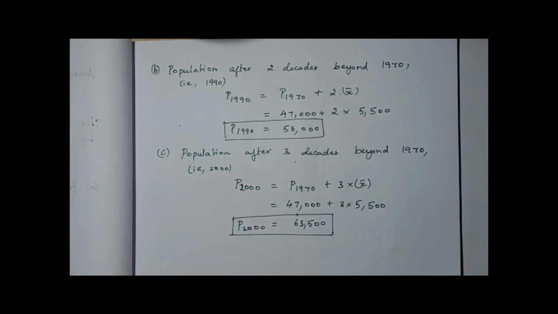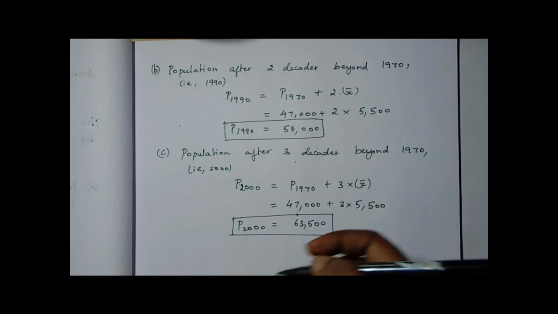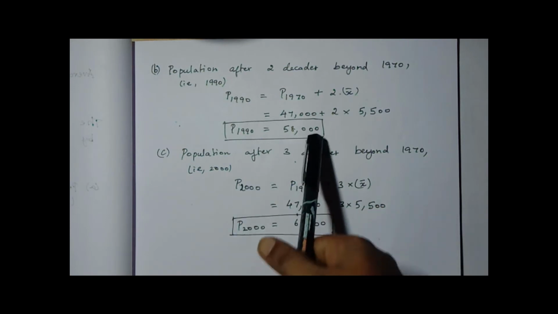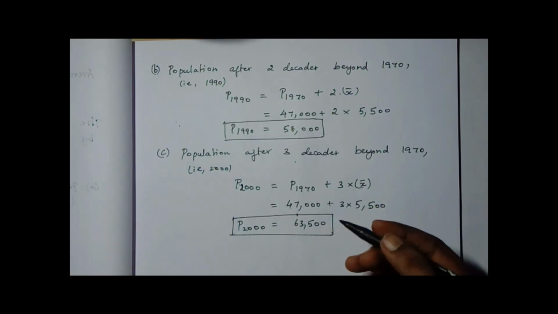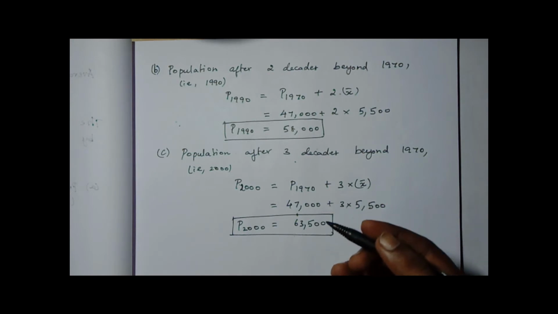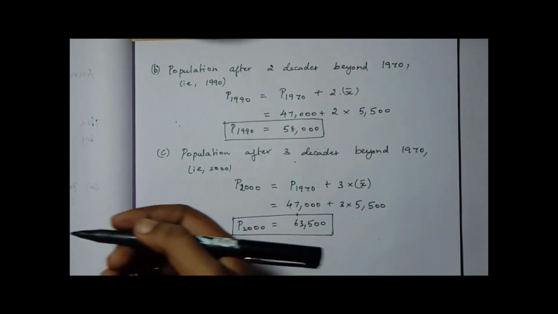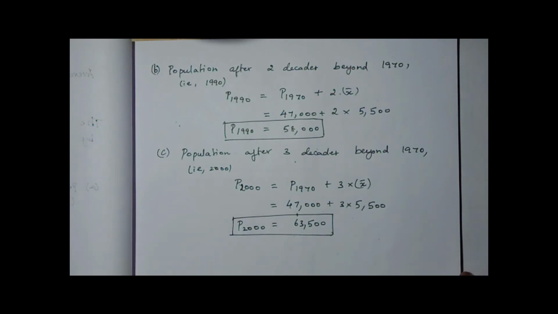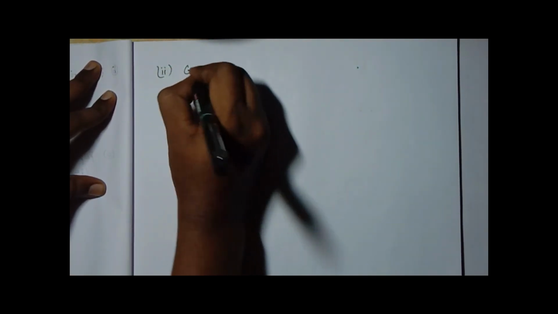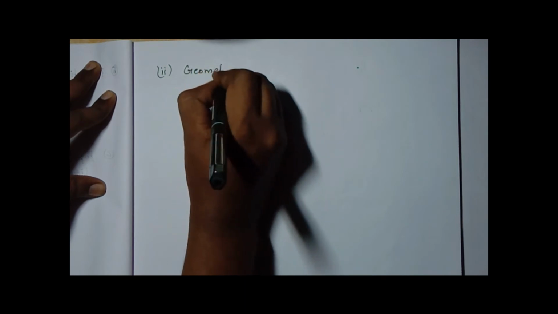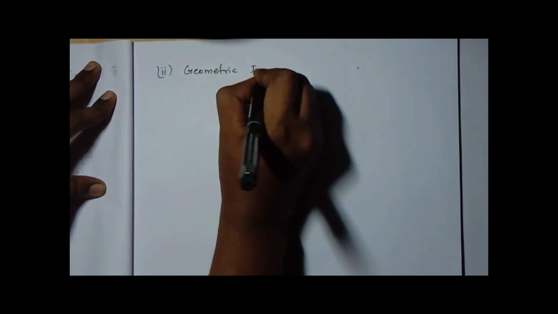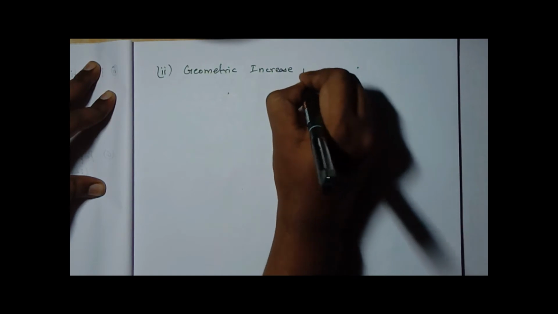So now we have found out how many population will be there after 3 decades, 2 decades and 1 decade, in which we might be able to know what will be the population forecasting using arithmetic increase method. So next we'll see the second method, which is known as geometric increase method.